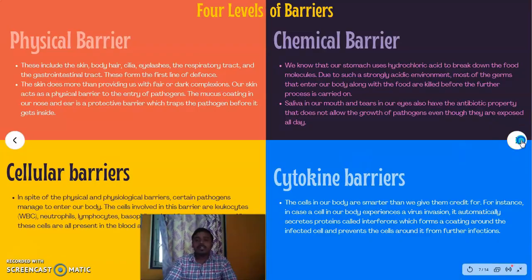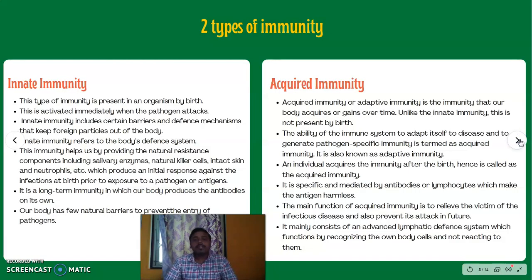Now, we are going to see about the 2 types of immunity that are present in our body. The first level of defense or immunity, we call innate immunity. This type of immunity is present in an organism by birth. That is, once we are born in this world, the innate immunity starts working. This is activated immediately when the pathogen attacks you. And this innate immunity includes certain barriers and defense mechanisms that keep the foreign particles out of the body.